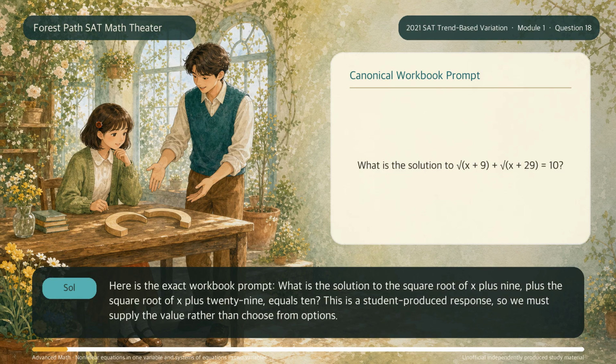Here is the exact workbook prompt. What is the solution to the square root of x plus 9 plus the square root of x plus 29 equals 10? This is a student-produced response, so we must supply the value rather than choose from options.